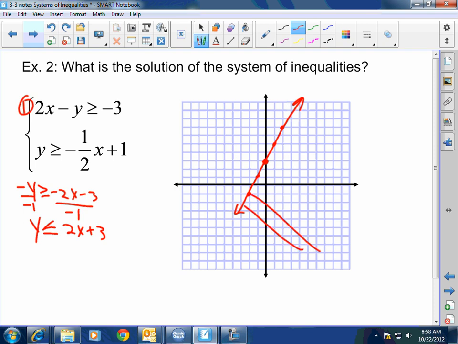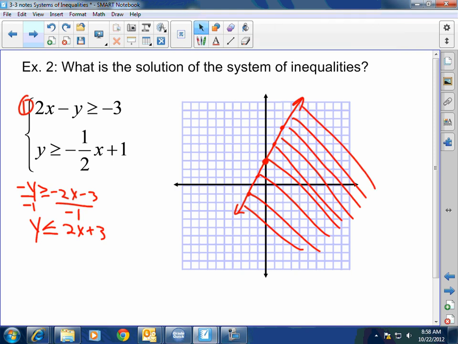Below. It's y is less than, so I shade below the graph. Does that make sense, guys? Okay, good. Now, we'll do number 2 in blue.